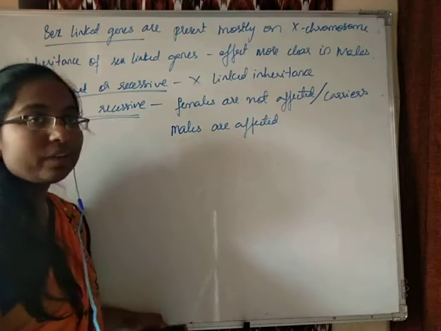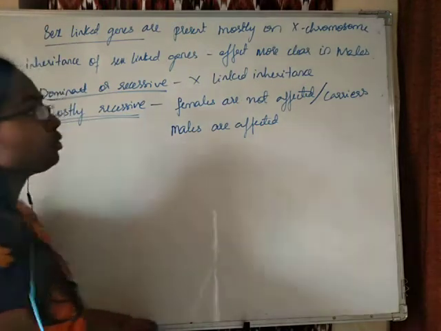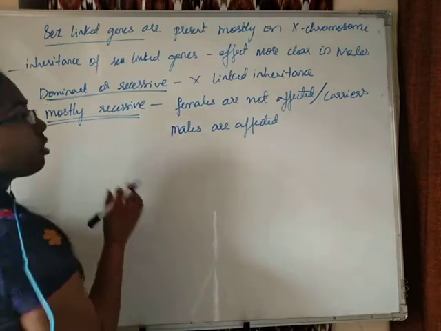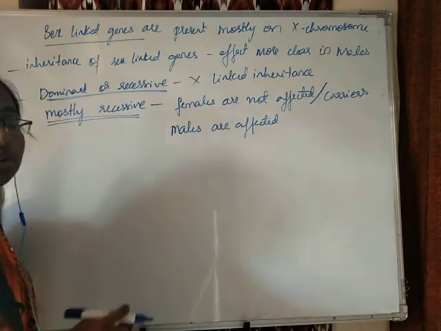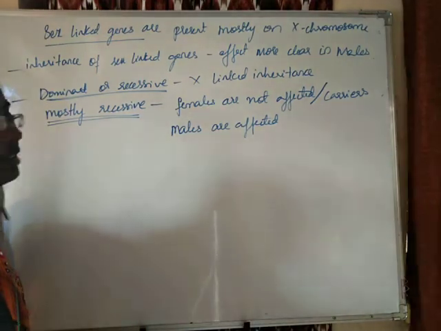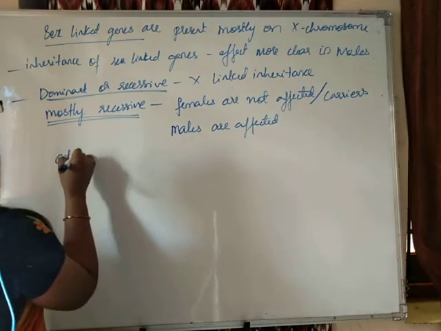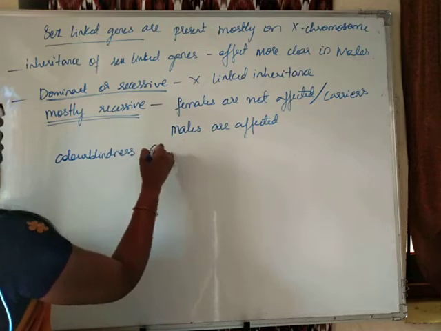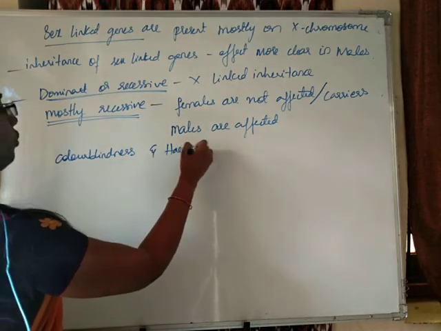Some of the most common disorders caused due to this X-linked recessive inheritance are color blindness and hemophilia.